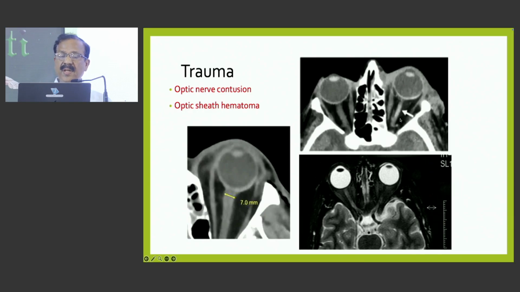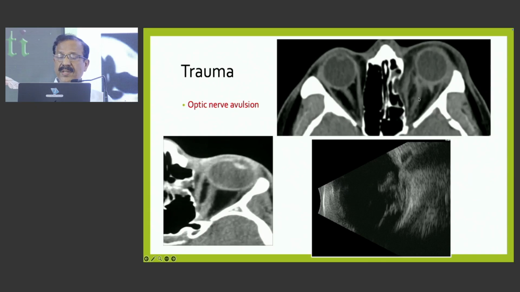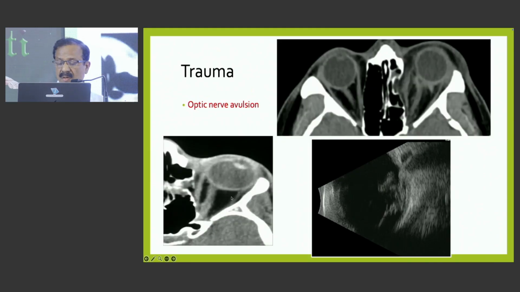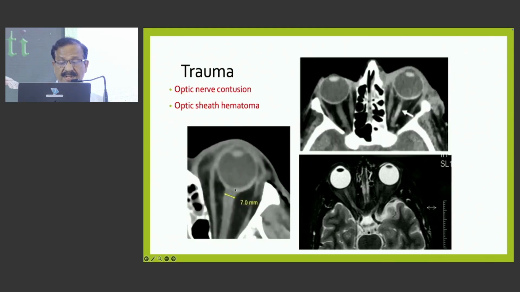CT scan showing optic sheath hematoma. Here this is optic sheath hematoma. The width of the optic sheath is increased. More than 3 millimeters is suggestive of optic sheath hematoma in the proper clinical scenario, and it should be measured 3 millimeters posterior to the orbital margin.